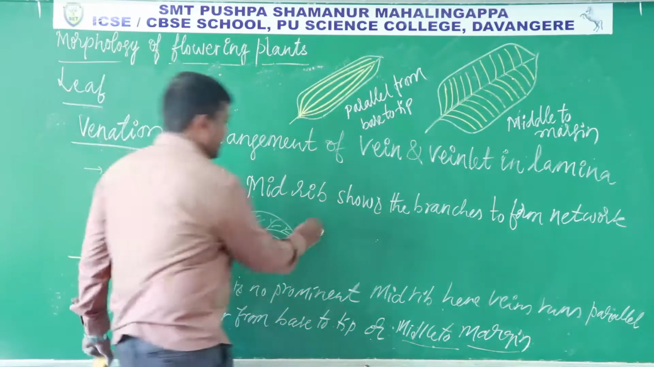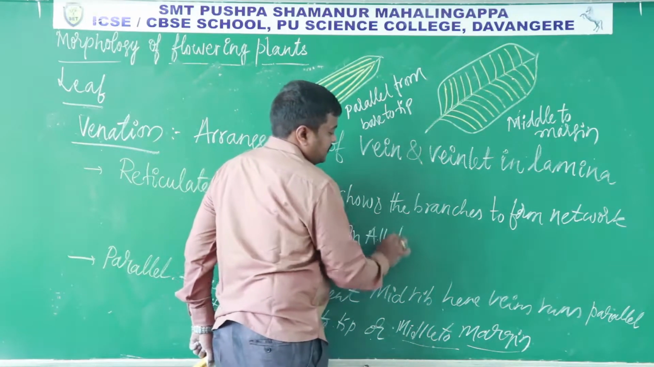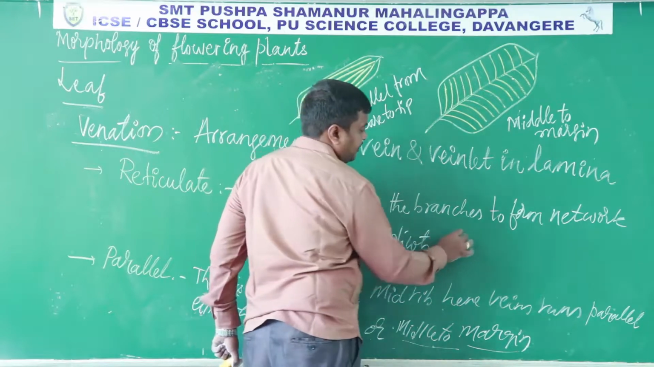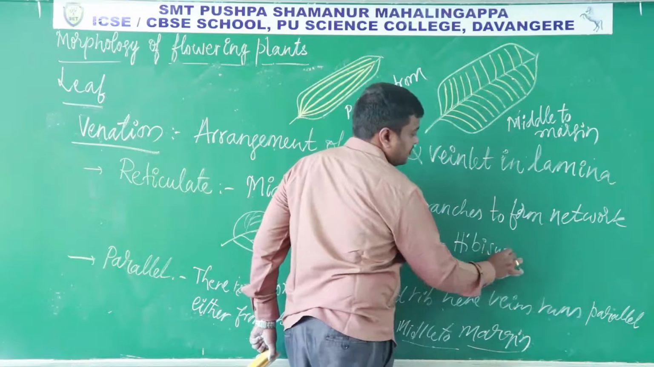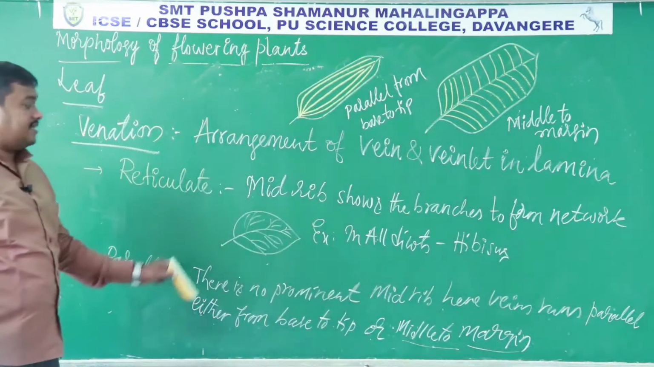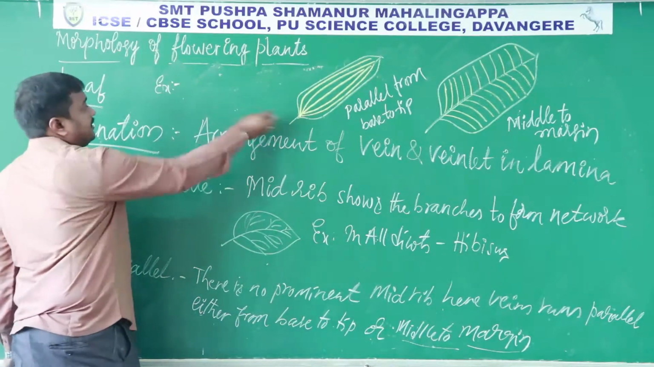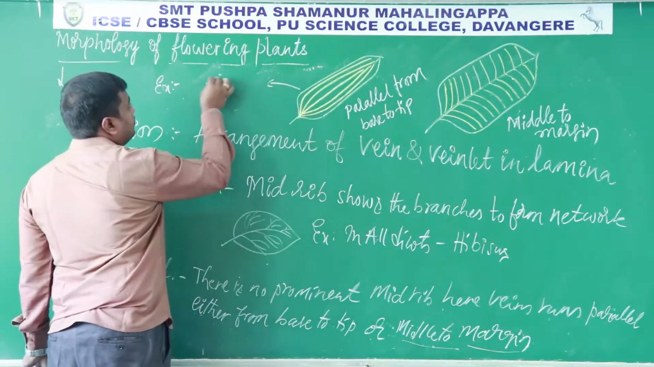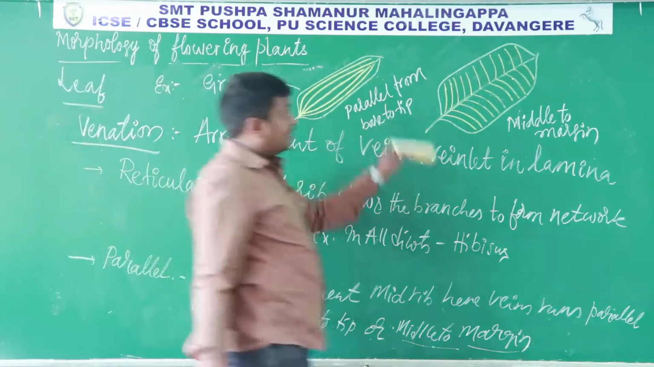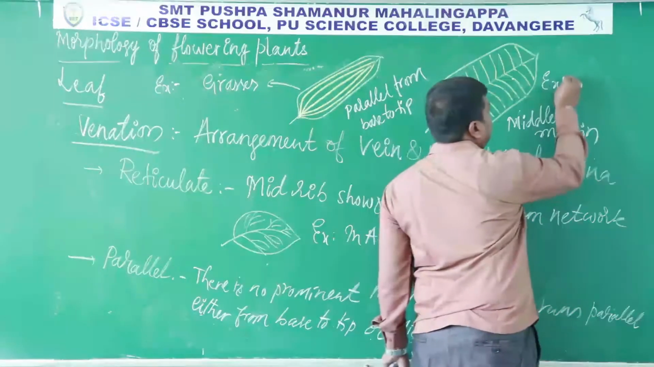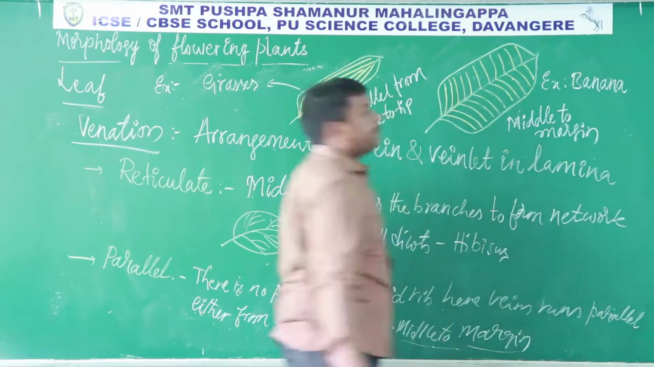So this reticulate venation in all dicots, like you can take the example of hibiscus, for instance. hibiscus ಈ ಥರ ಇರುತ್ತೆ. ದೆನ್ ಪ್ಯಾರಲಲ್ಗೆ ಎಕ್ಸಾಂಪಲ್ ಈ ಥರ ಇರೋದು, ಇದಕ್ಕೆ ಎಕ್ಸಾಂಪಲ್ ಗ್ರಾಸಸ್. ಸೊ ಈ ಥರ ಎಕ್ಸಾಂಪಲ್ banana.